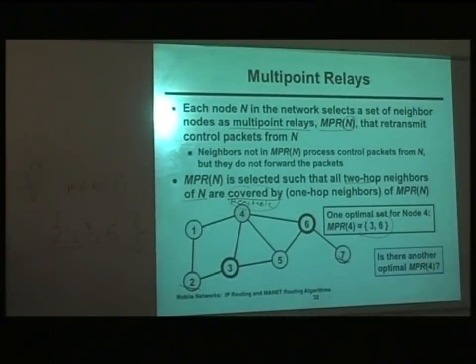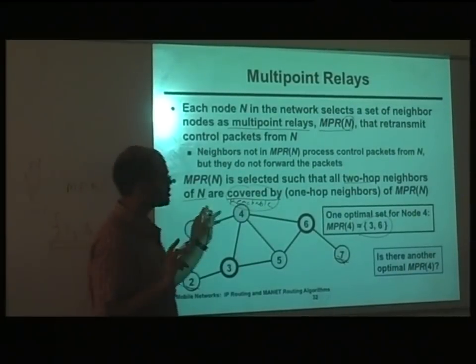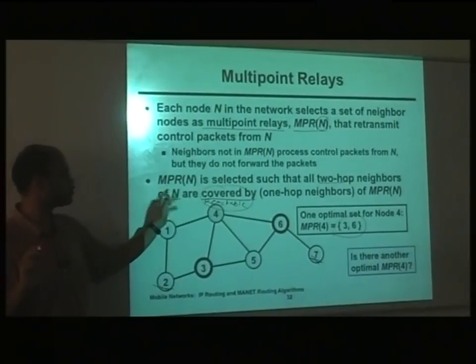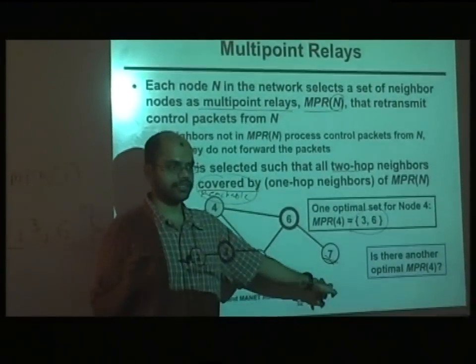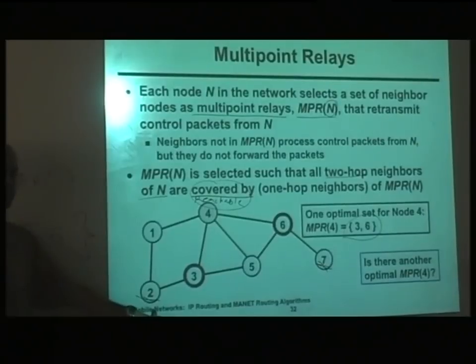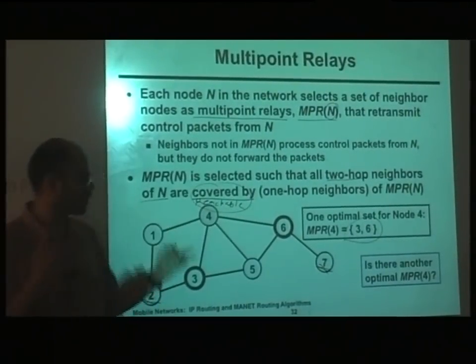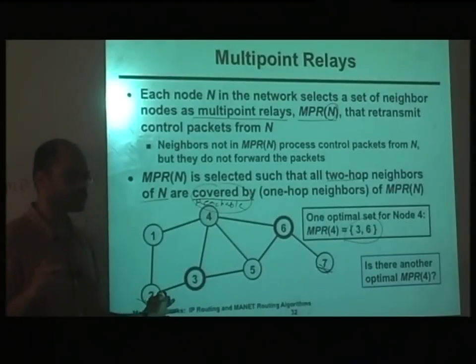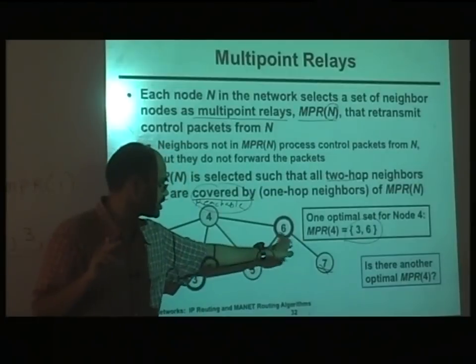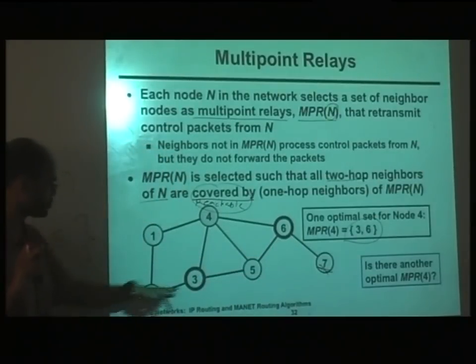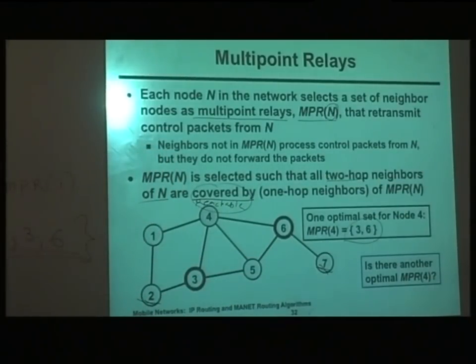Let's go through it one more time. The definition says, first of all, find out all the two hop neighbors of n, which are 2 and 7 in our case. So we selected 2 and 7. Now we have to find all the one hop nodes such that we are connected by one hop. So 6 is connected to 7, 1 is connected to 2, 3 is connected to 2. So 1, 3 and 6. This is an MPR of n.